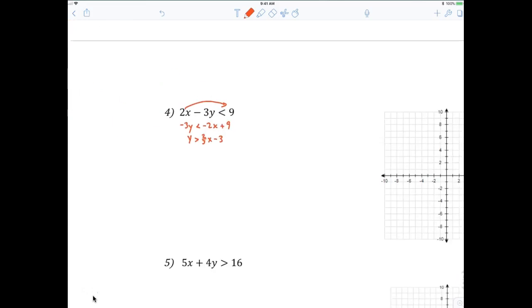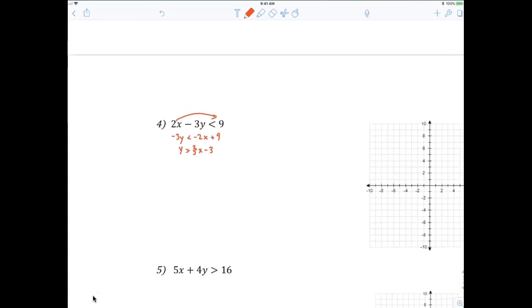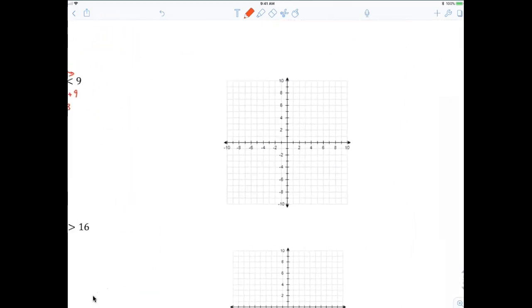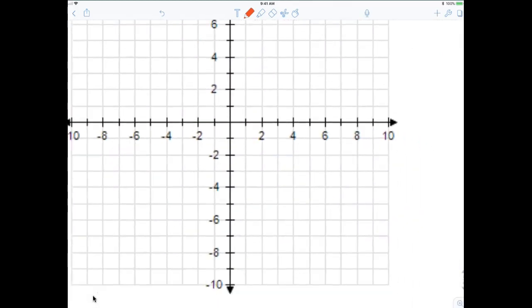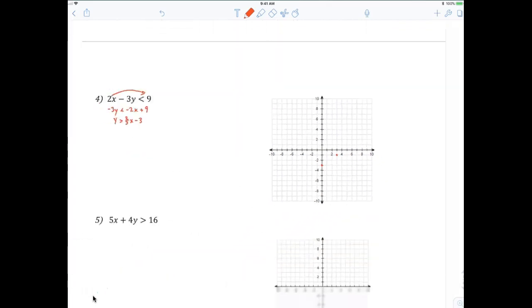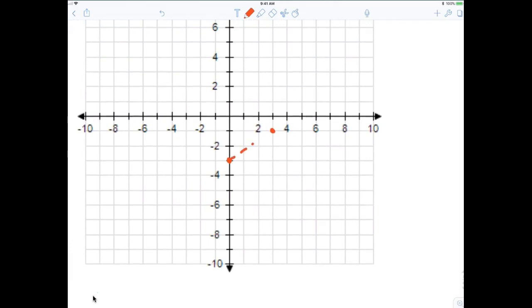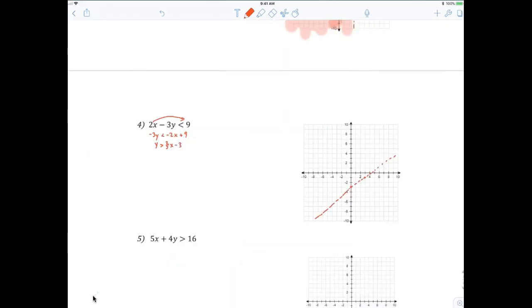All right? So now we're going to graph 2/3 x minus 3. And so this time we just go what? Down 3, up 2 over 3, and what kind of line? Dotted line. So now you just have to graph a dotted line. And this time we're shading what? Everything greater. Exactly.